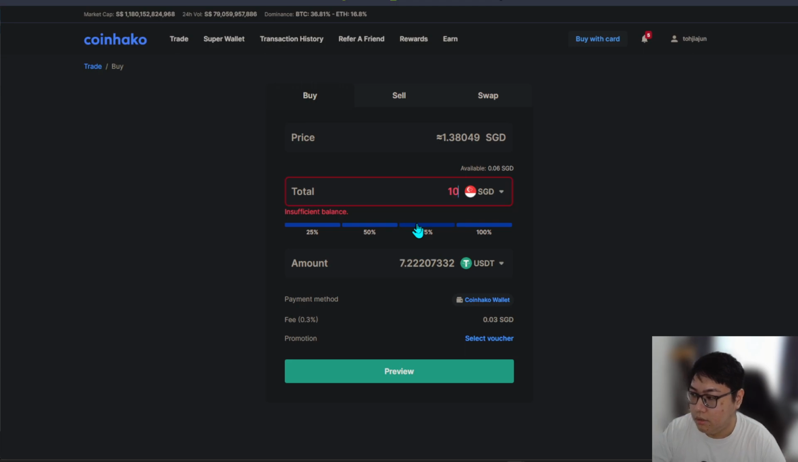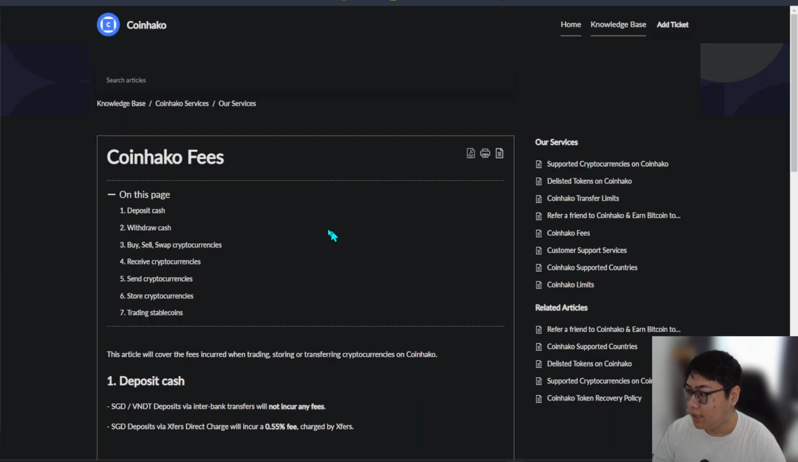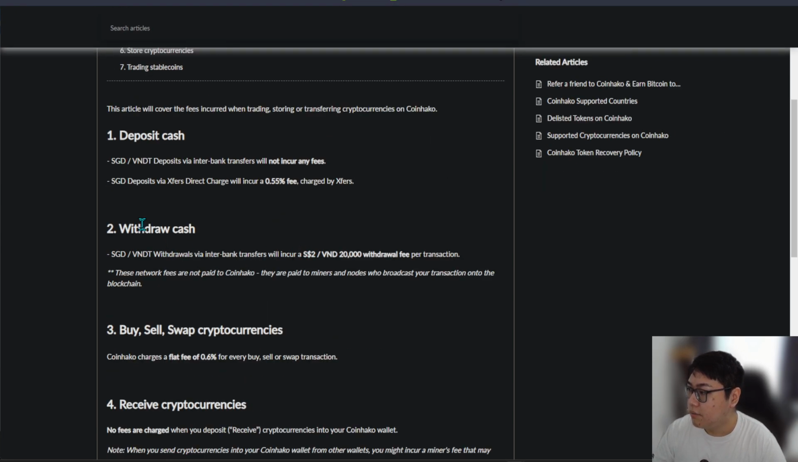So let's say you deposited $1,000, and over here it's going to tell you that 1,000 Sing dollars is going to give you 722 US dollars. After that, they're going to tell you your fee is $3 Sing dollars, because they charge 0.3%. But I believe they do charge other fees as well. Over here you can see that if you want to withdraw your cash, they're going to charge you 2 Sing dollars per withdrawal.